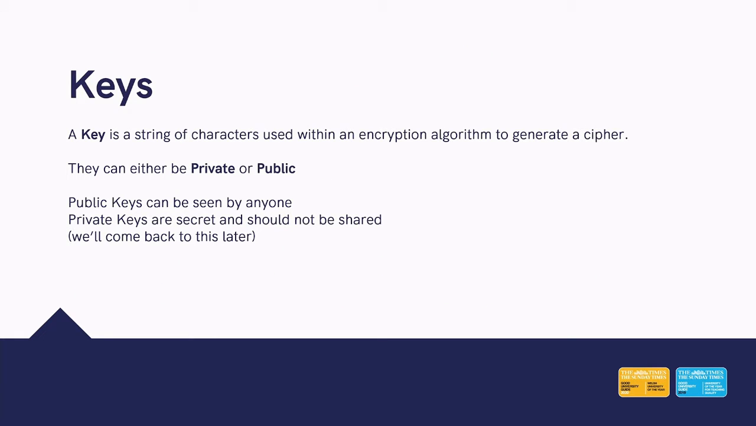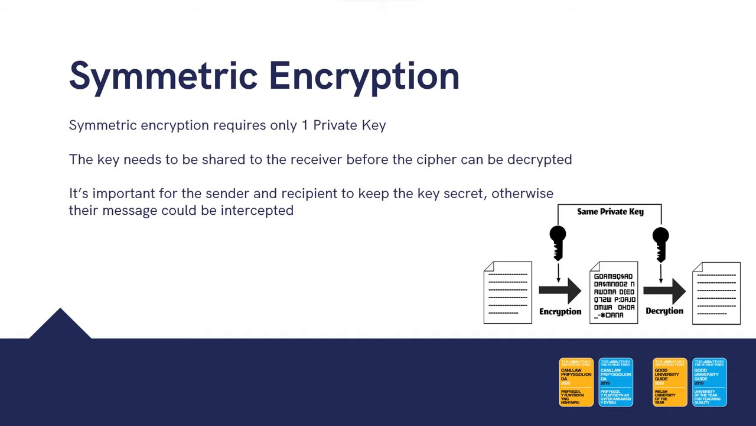Whilst we're talking about encryption algorithms, it's really important to talk about keys as well. A key is a string of characters used within an encryption algorithm to generate a cipher. Keys can either be private or public. Public keys can be seen by anyone, and private keys should be kept secret and not be shared with anyone. We'll come back to the concept of keys in just a second, but for now, this is all you really need to know.